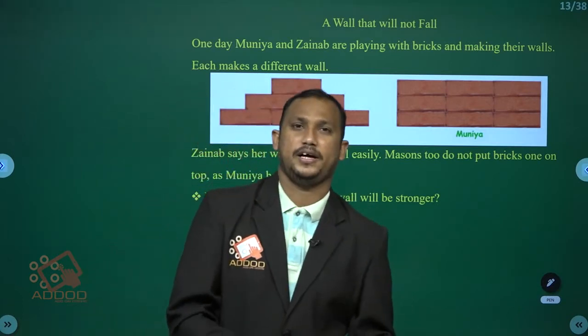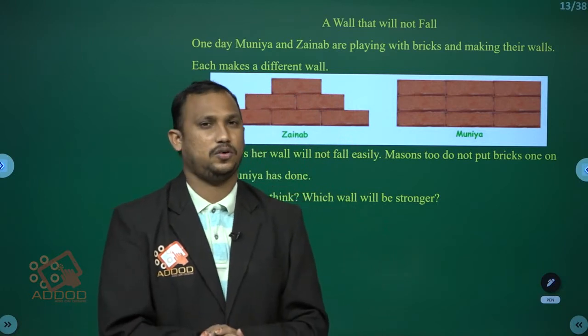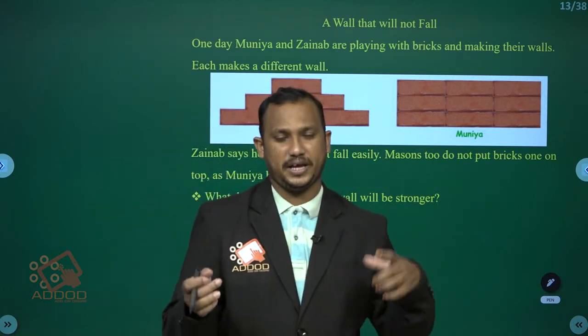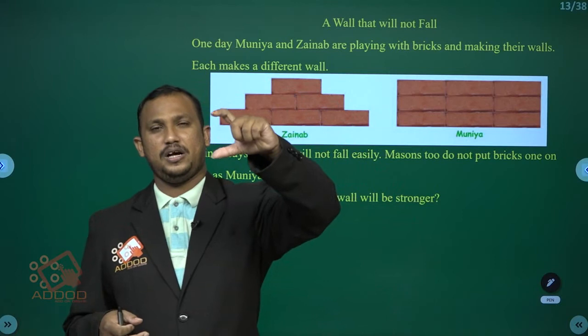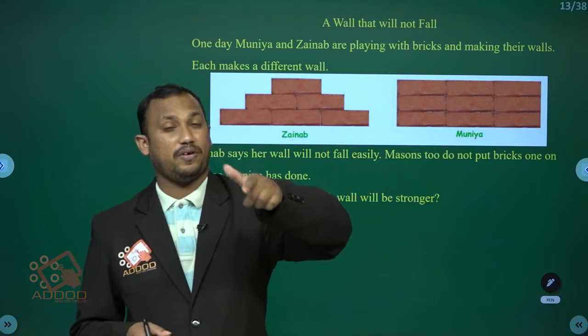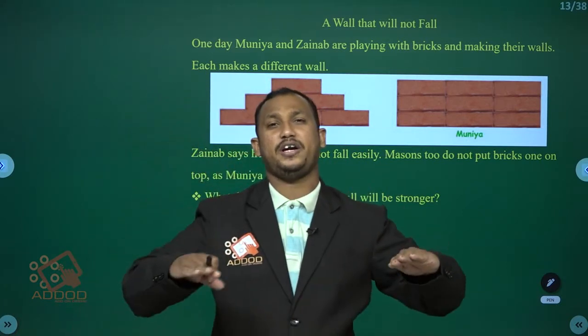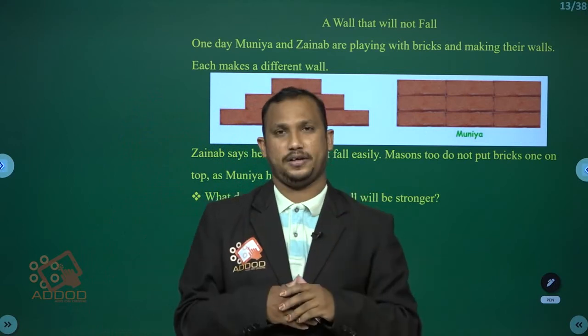If we kick, the wall should fall. Not only by kicking, even by keeping the bricks one by one in certain patterns, it will fall down. But why will it fall down? Because it is not taking the balance and support.